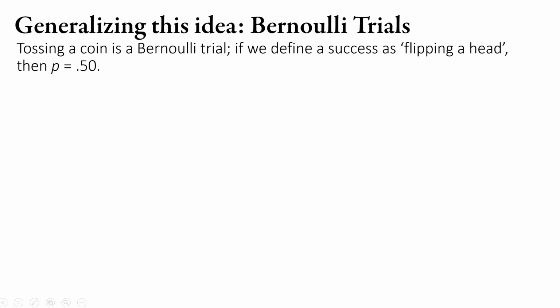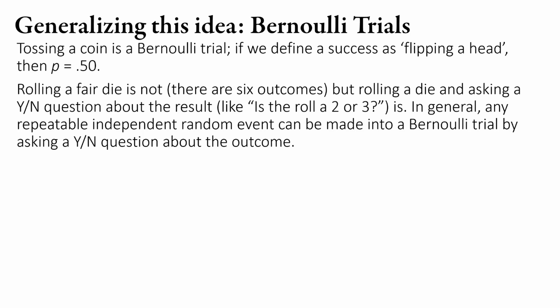So let's think about Bernoulli trials. Tossing a coin is a Bernoulli trial. If we define a success as flipping a head, then the probability of success is 0.50. The coin has no memory, so that stays the same. It's always 50% chance of flipping a head. Rolling a fair die isn't a Bernoulli trial because there's 6 different outcomes. But if I roll the die and ask a yes or no question, like is the roll a 2 or a 3, then that makes it a Bernoulli trial. In general, if we have some repeatable independent random event, we can make it into a Bernoulli trial if we simply ask a yes or no question about the result.